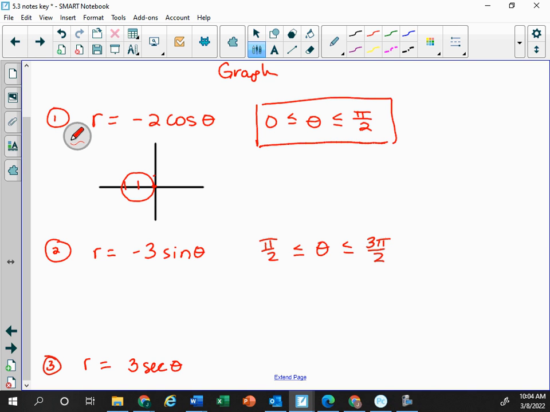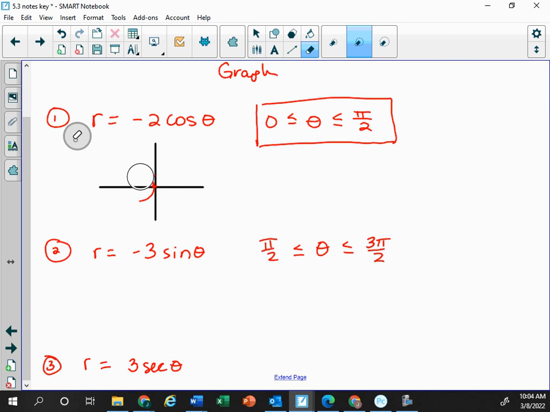Now, you guys had one kind of like this on your homework. Is my circle anywhere between 0 and pi over 2? No. So some of you were thinking, oh, there's no answer to this because my graph didn't show up between 0 and pi over 2. That's not what that window is telling you. That interval's not saying this is where the graph will be. It's saying here's the theta values you can use to graph this.